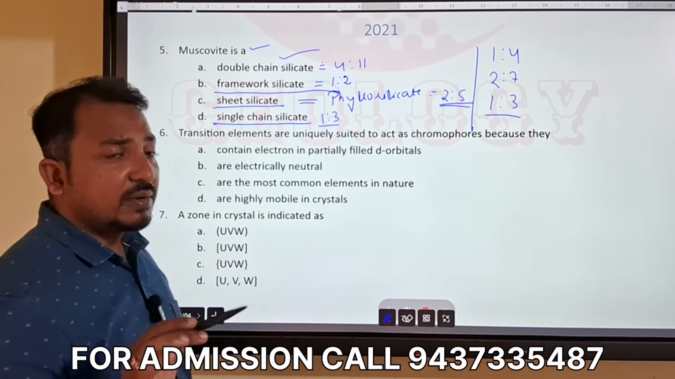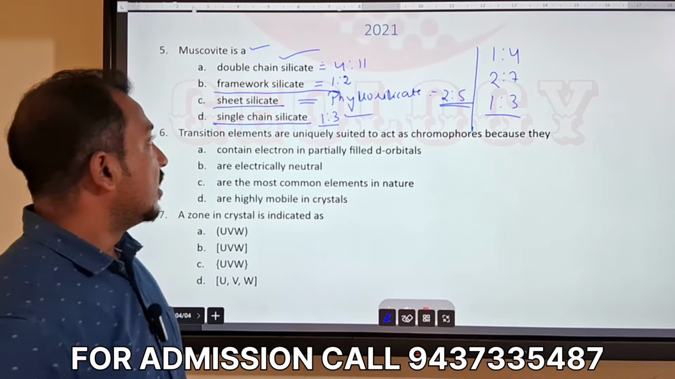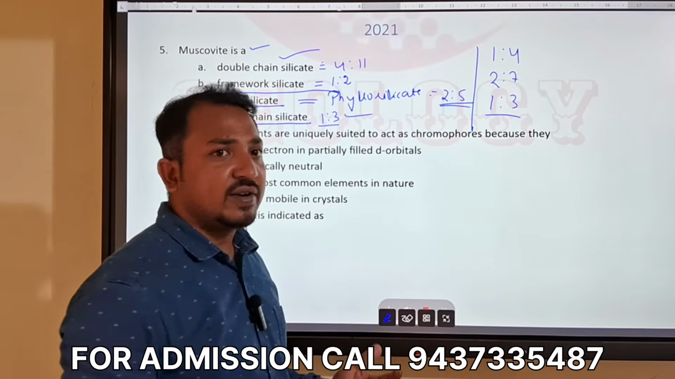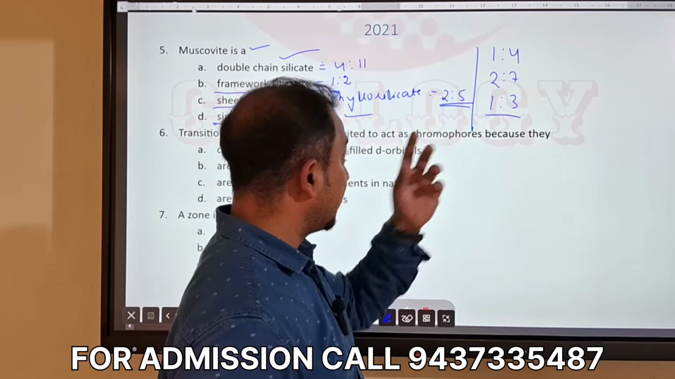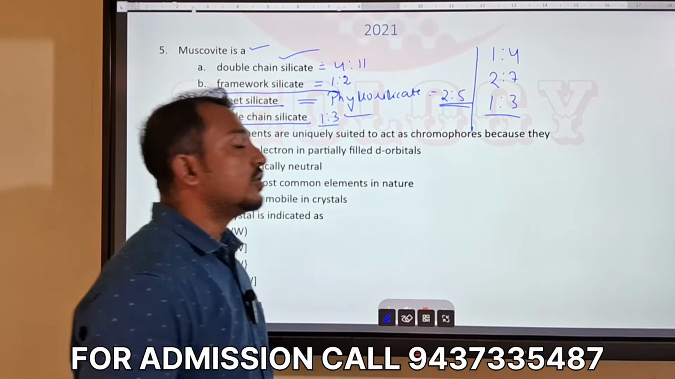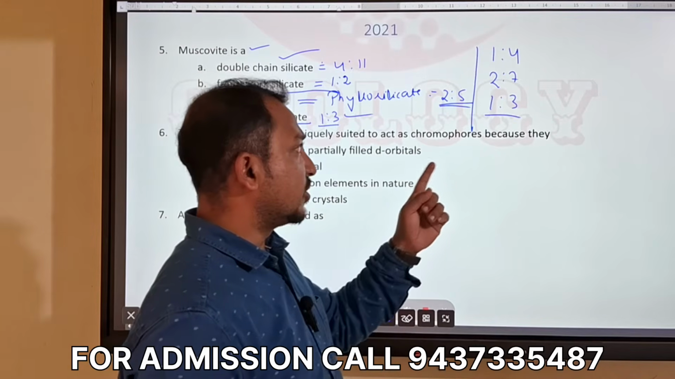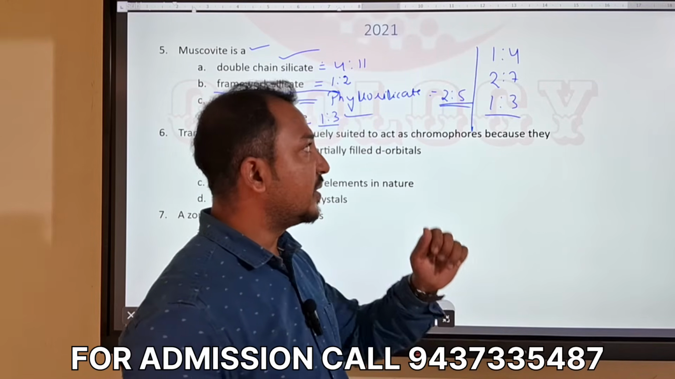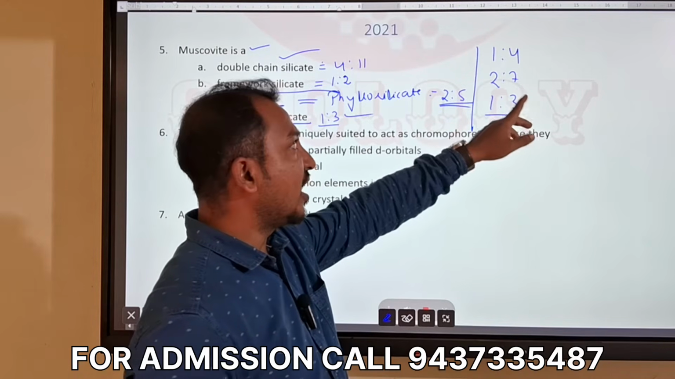Single chain, you can take the example of pyroxene. The pyroxene group belongs to single chain silicate. Then nesosilicate, you can take the example of olivine, garnet. And sorosilicate, you can take the example of hemimorphite, joycite. Those are sorosilicate, where the oxygen ratio is 2:7, where only one oxygen is shared, and it consists of two tetrahedra.